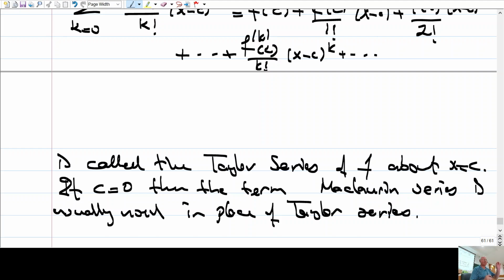So if you take the derivatives at zero, then the series you get is not usually called Taylor series. It has a special name. It is called Maclaurin series. Okay, but it is the same thing, of course. So far, this is just the definition.